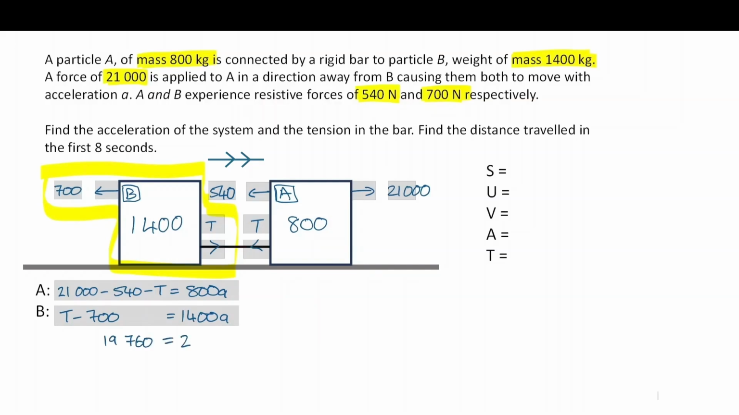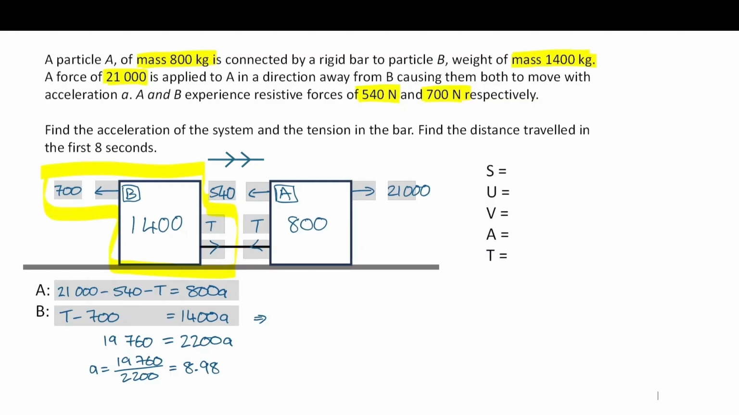Okay, we'll add together all the terms on the left-hand side. That gives us 19,760. Add the terms on the right-hand side, we get 2,200A. The acceleration is 8.982. Okay, so three significant figures gives us 8.98.